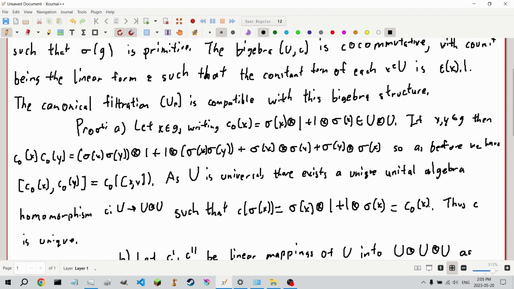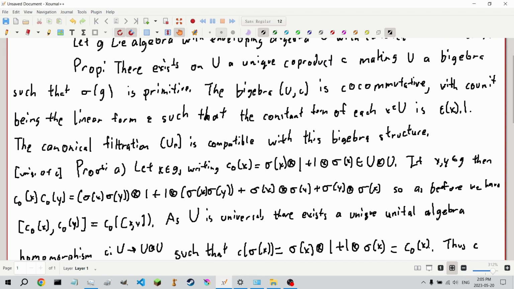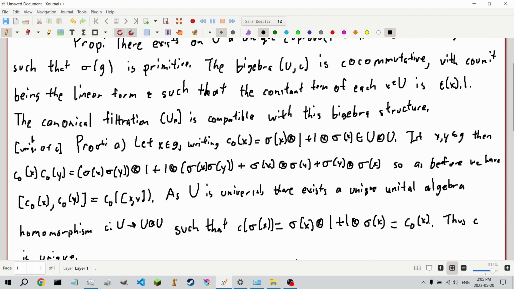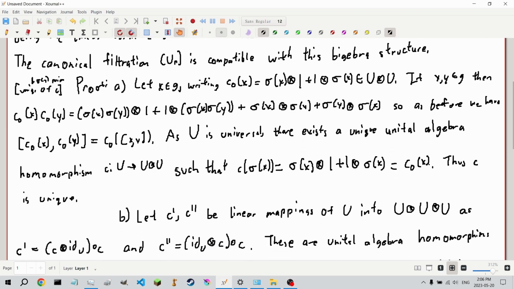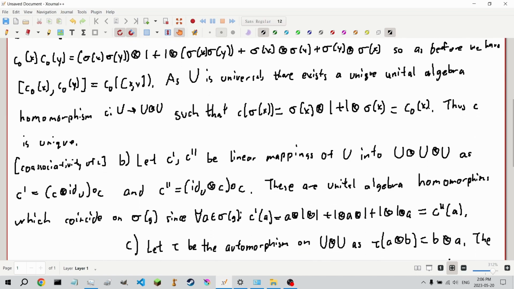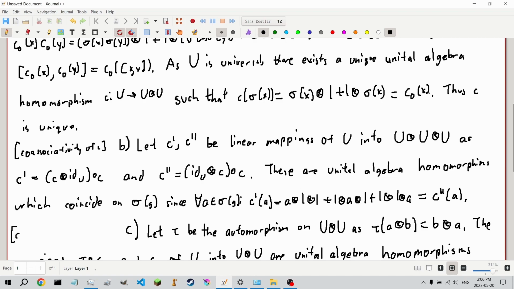I guess I should write here, A is uniqueness of C and that sigma G is primitive. This one is co-associativity of C. This one is co-commutativity of C.